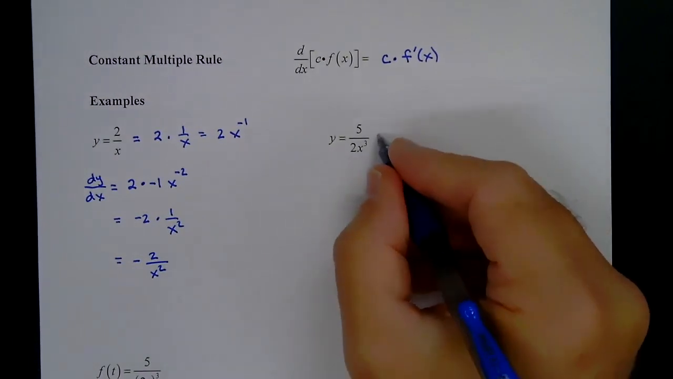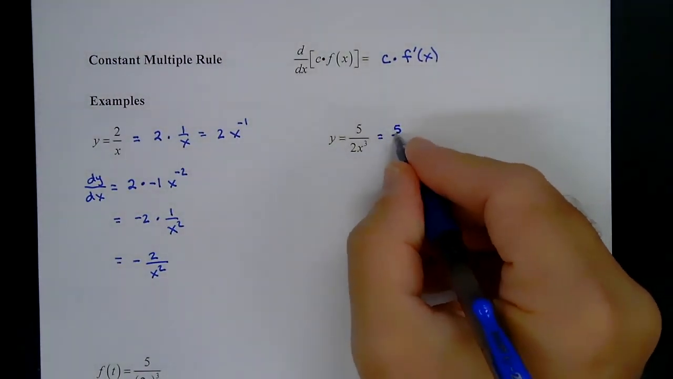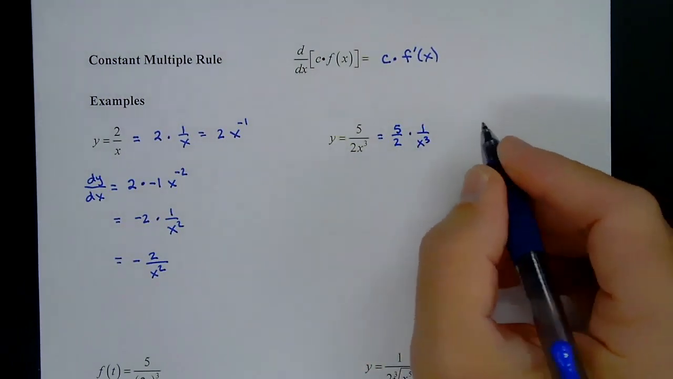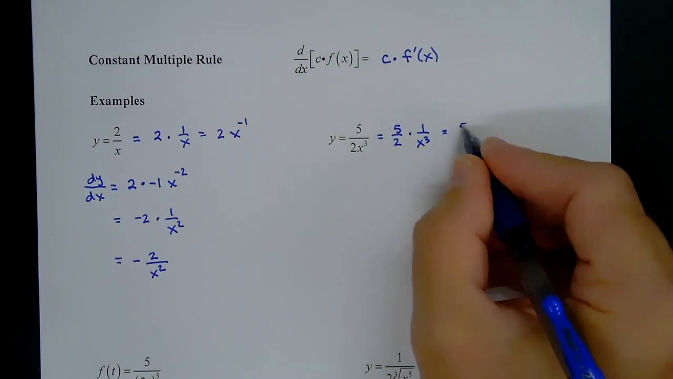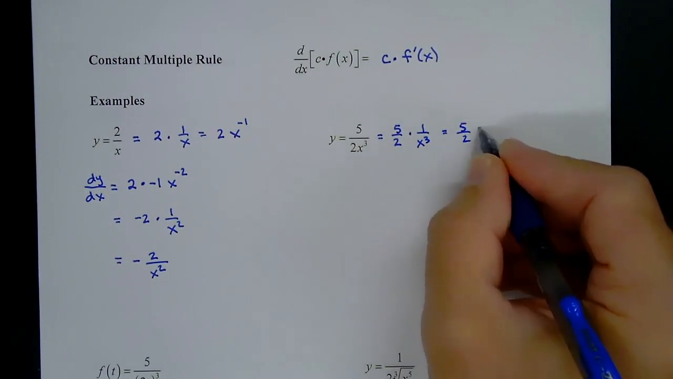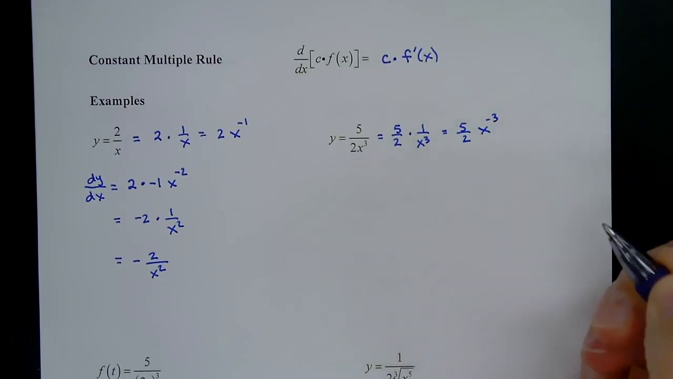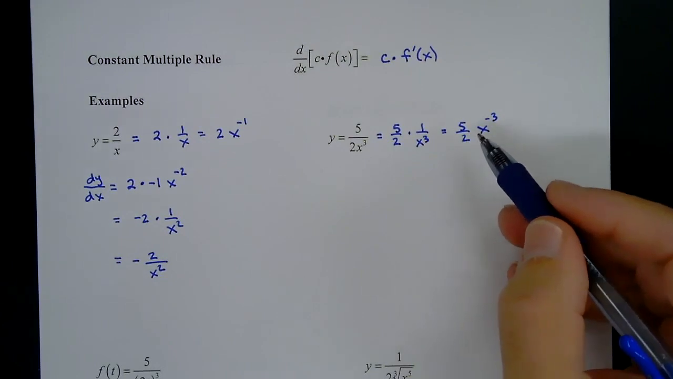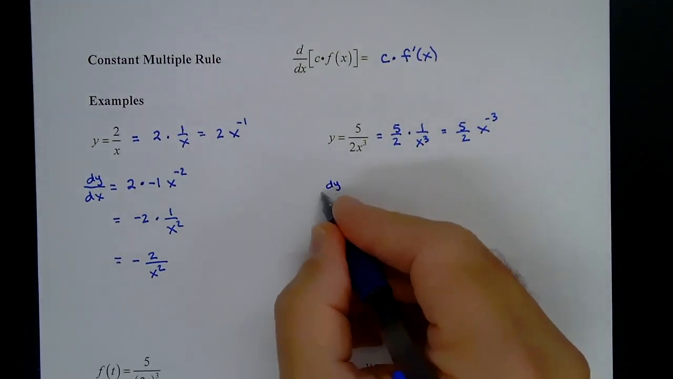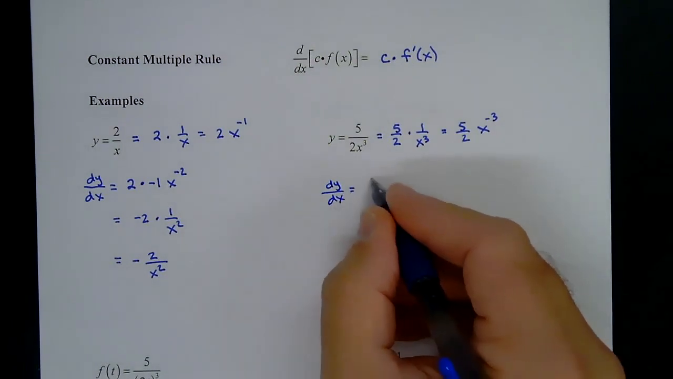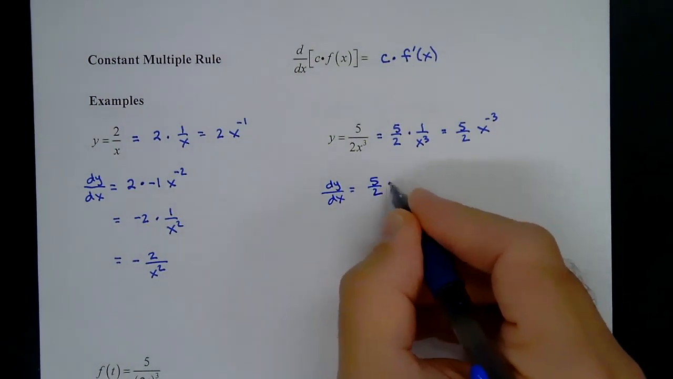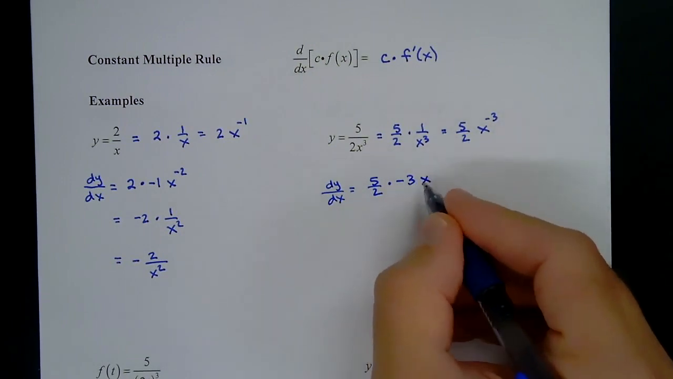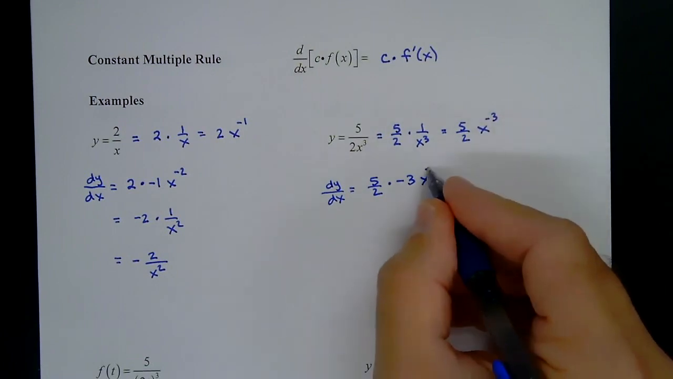This one right here needs to be rewritten as 5 halves times 1 over x cubed, which really could be rewritten as 5 halves times x to the negative 3 power. So now my constant is still a constant, but it happens to be a fraction. So dy over dx becomes the constant, 5 halves, times negative 3, because I'm bringing my power down, that's how I'm getting the negative 3, x to the, and I'm going to take 1 away from this power, so negative 4.